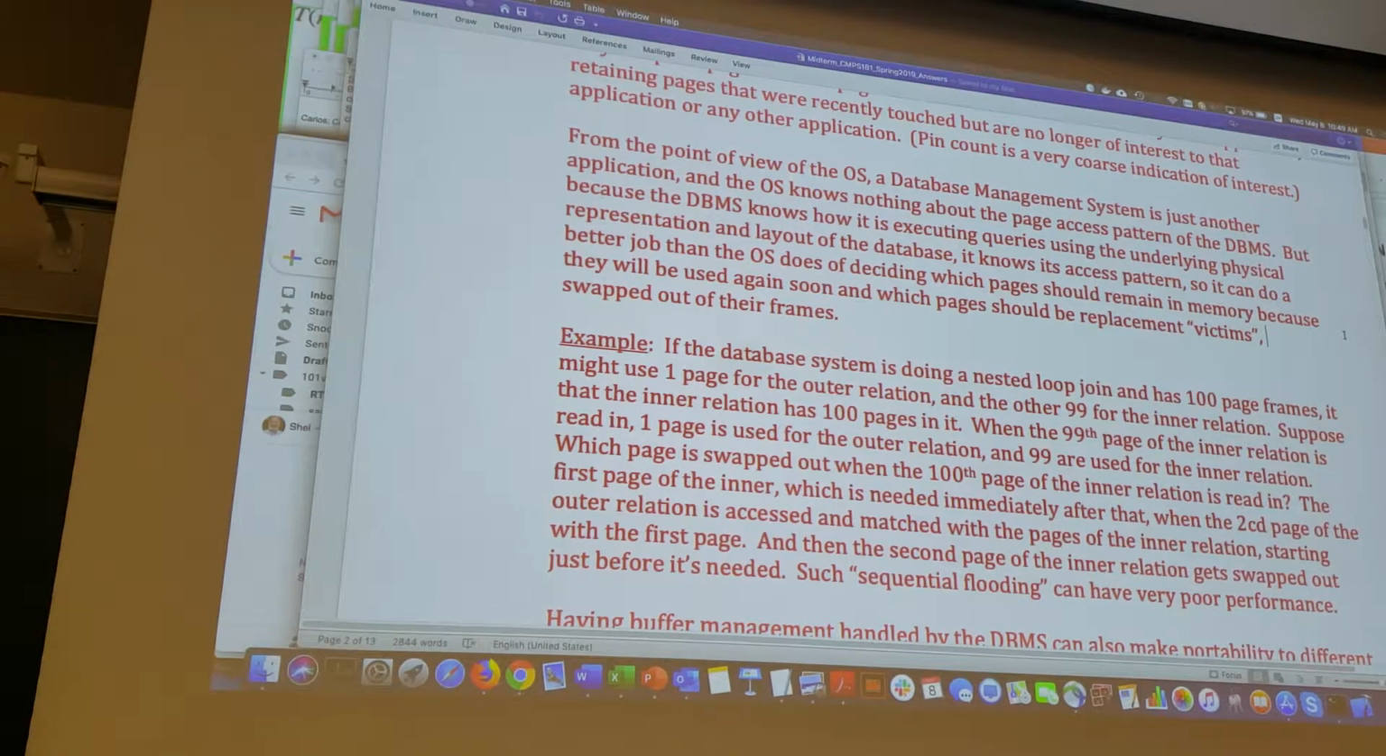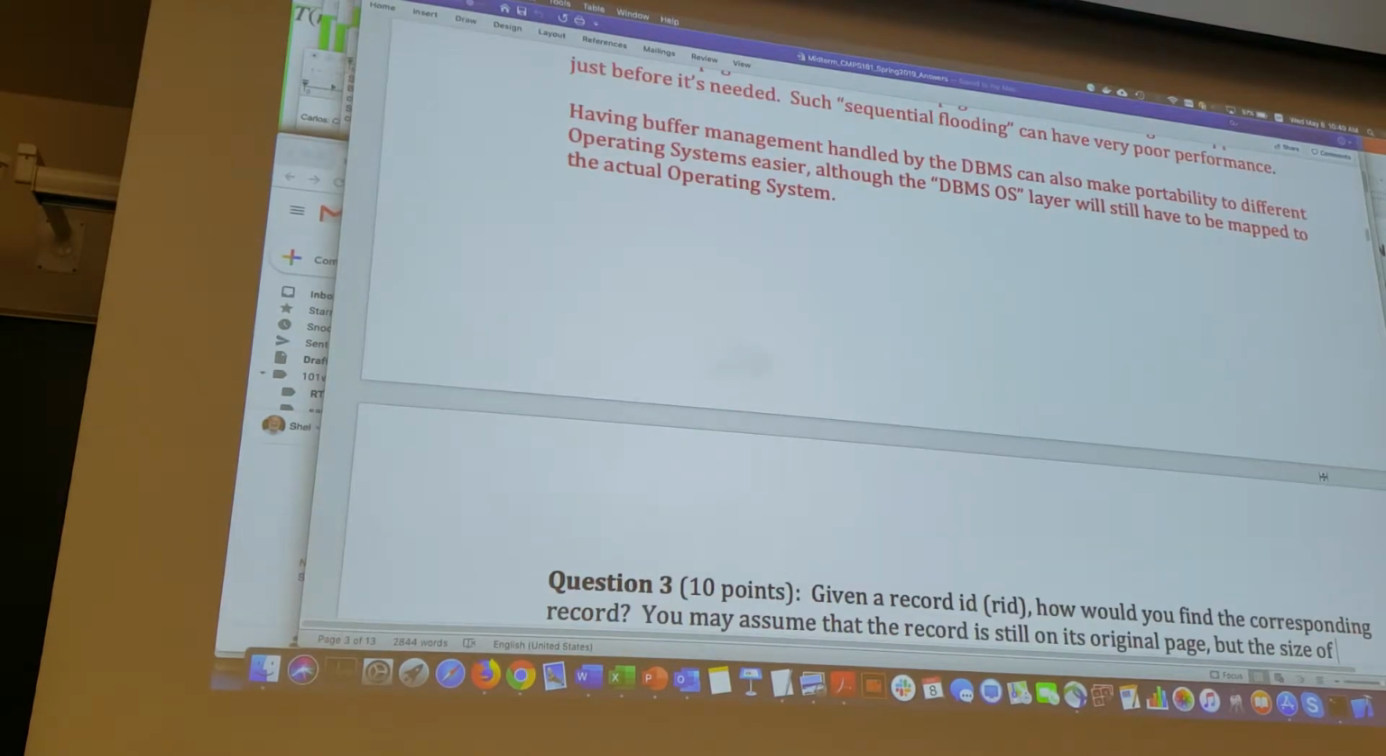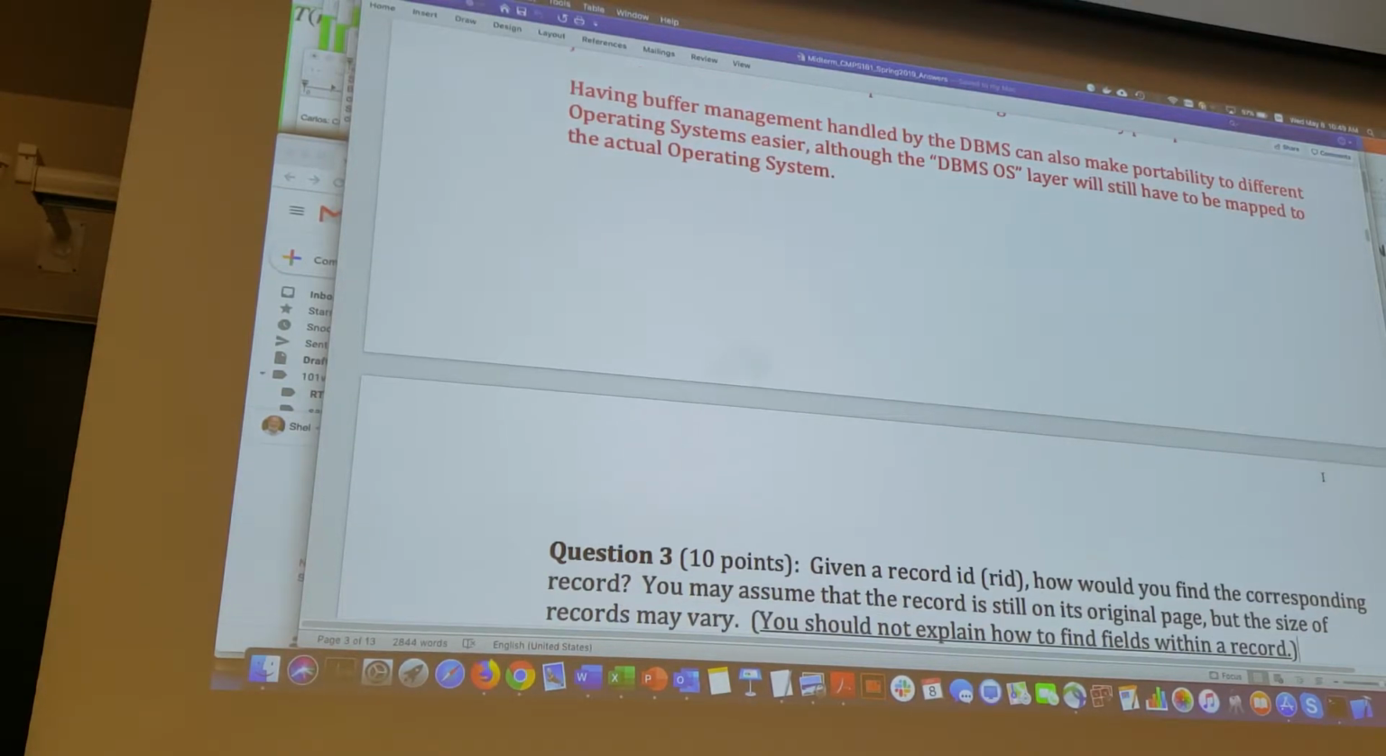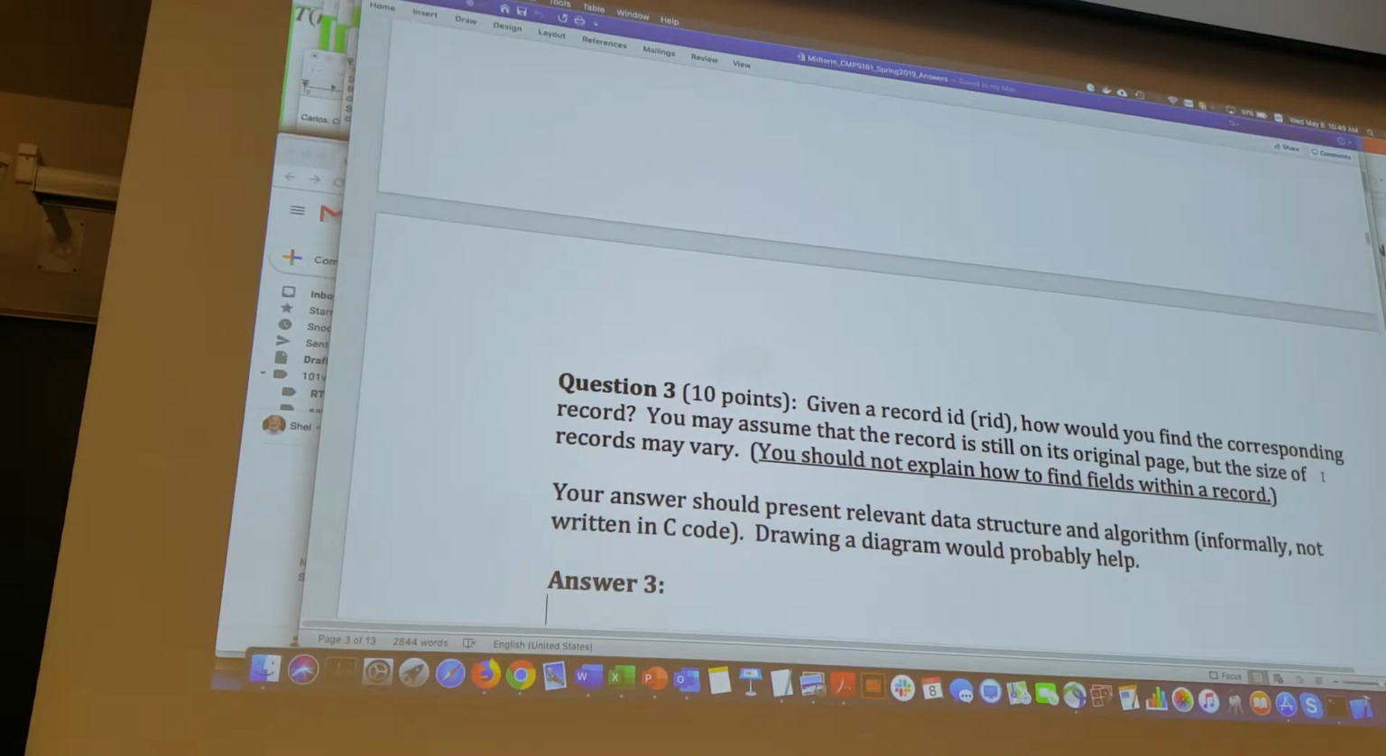So this is a case in which the database system knows what it cares about, knows what it's going to use next in the plan, and so it can end up doing a much better job than an operating system in terms of understanding what's going to be touched.